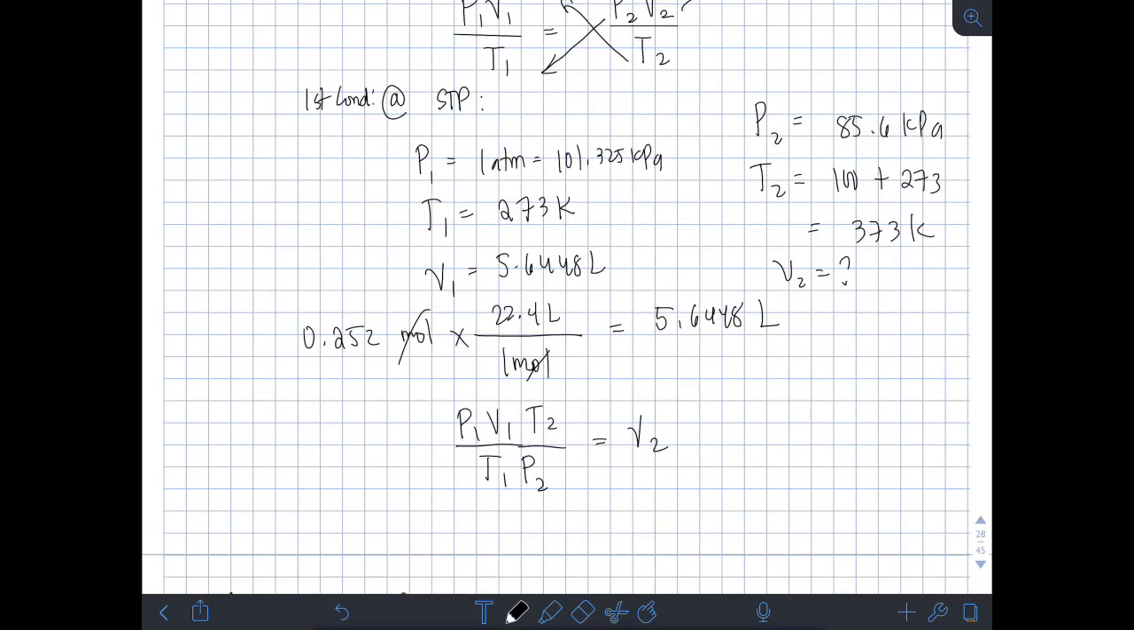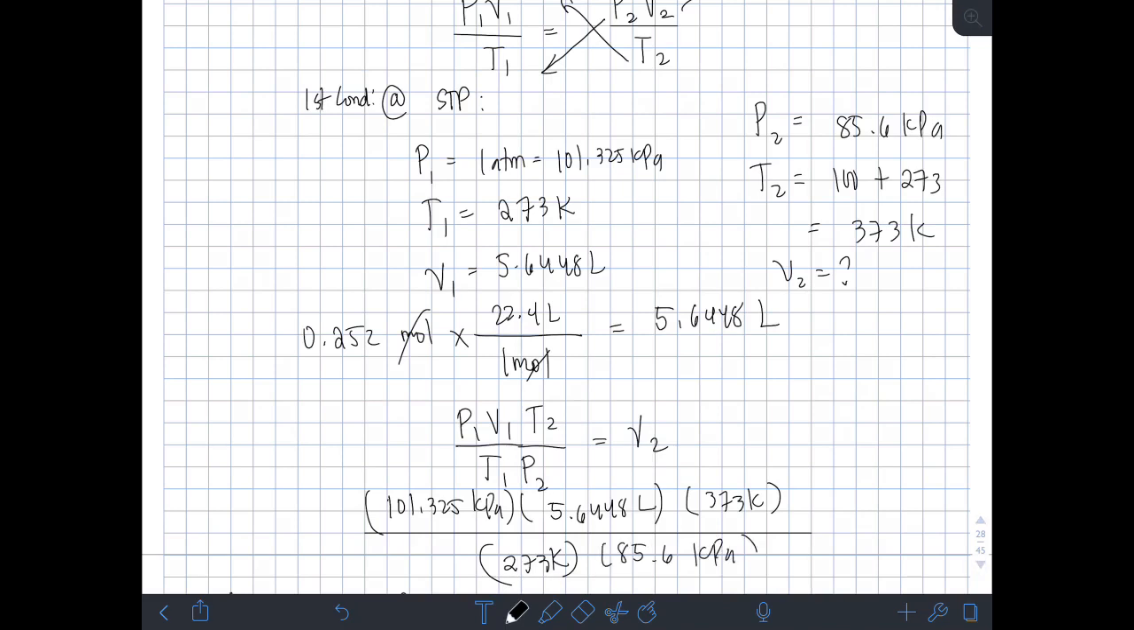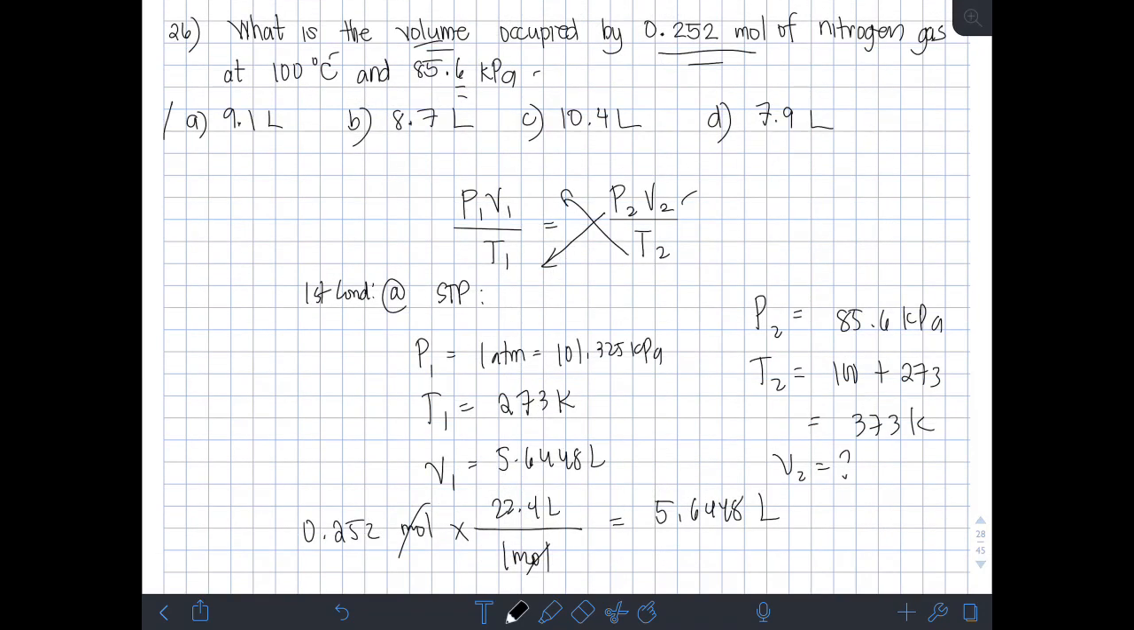So, substitute natin. P1 is 101.325 kilopascal times V1 is 5.6448 liters times T2, 373 Kelvin, divided by T1, 273 Kelvin, times P2, 85.6 kilopascal. So, cancel yung mga units, matitira is liter. So, using calculator, ang makukuha nating sagot dito is what? Approximately 9.1 liters. So, therefore, the answer is letter A.